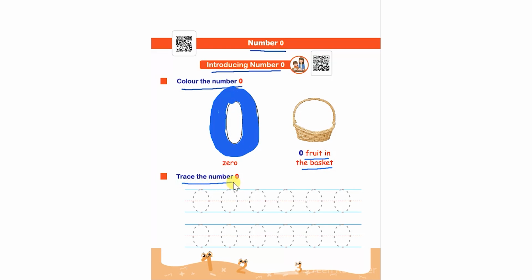Trace the number 0. So over here the child has to trace the number 0 like this. They can use pencil colors or pencils to trace the number 0 and similarly they have to do it for all of them and complete the given worksheet.